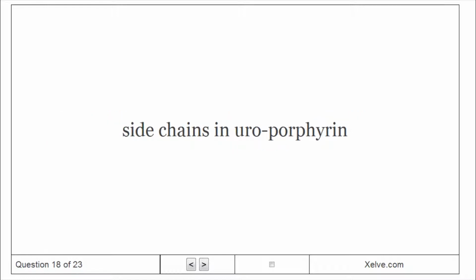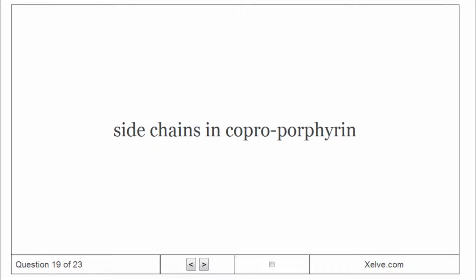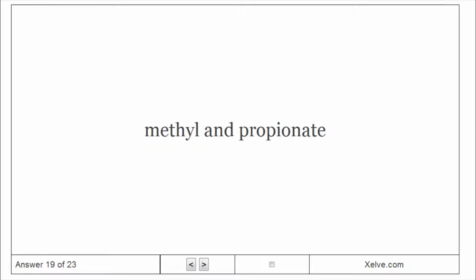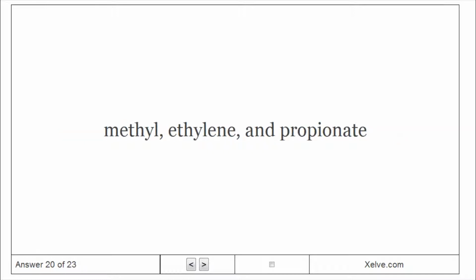Side chains in uroporphyrin: acetate and propionate. Side chains in coproporphyrin: methyl and propionate. Side chains in protoporphyrin 9: methyl, ethylene, and propionate.